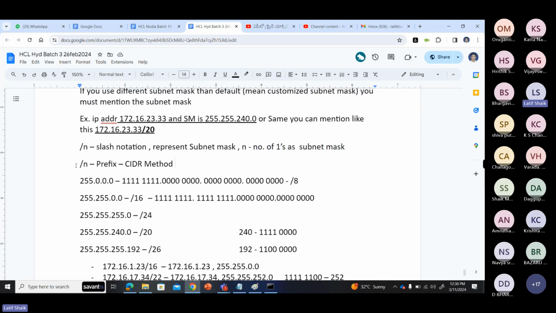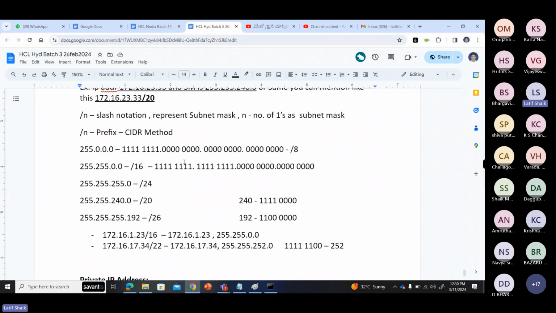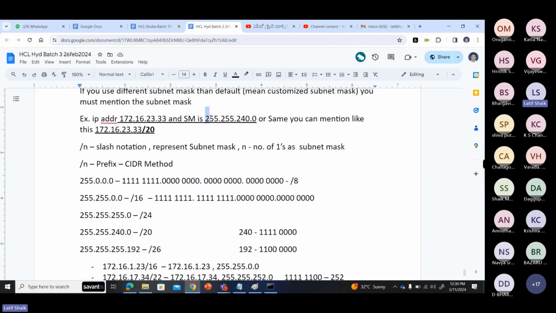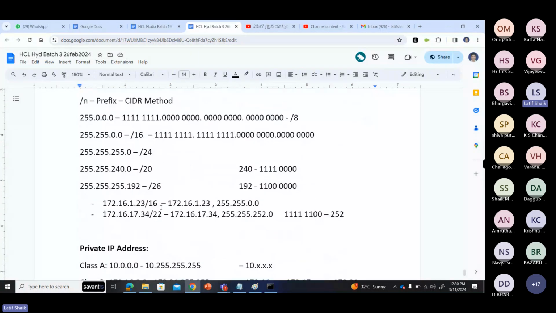Some people call it slash notation, or prefix, or the CIDR method, classless inter-domain routing method. This method is nothing but representing a subnet mask in slash notation. Simply put, it is a representation of the subnet mask as a simple slash. So what is this 20? It represents the number of ones in the subnet mask. I will show you the calculation below.